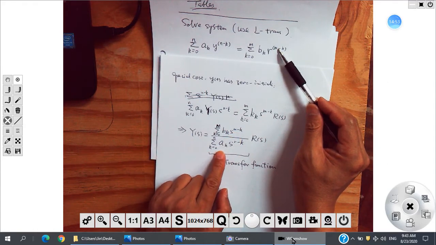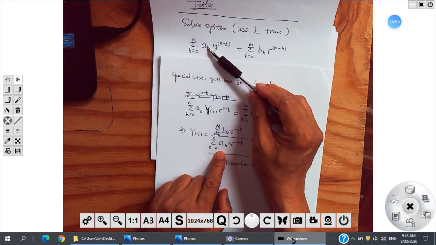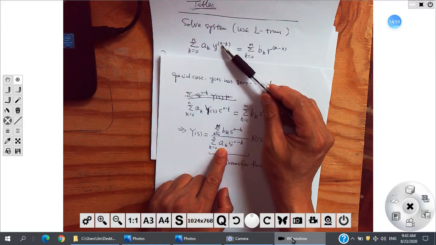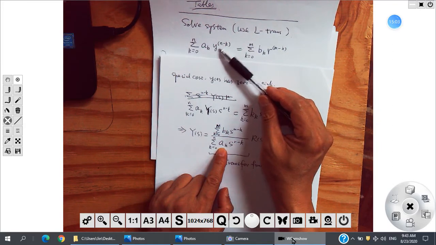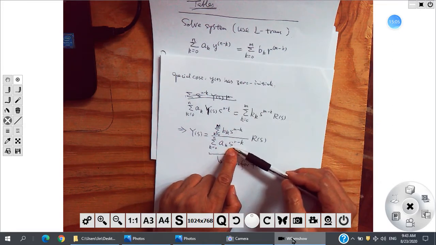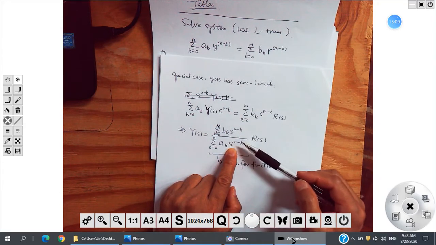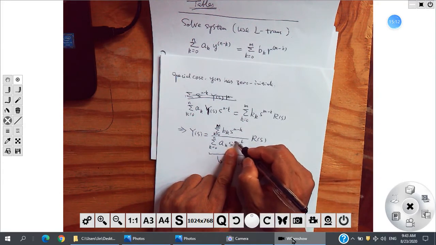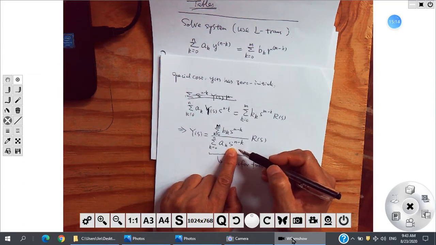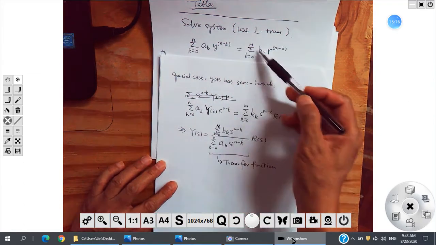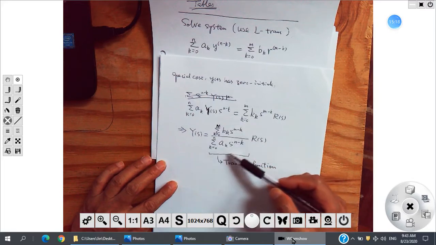And the denominator, ak is here, and then y to the n minus k. Not to the n, it's a derivative, right? n minus k is the order of the derivative. And here is s to the n minus k. So they are totally one to one correspondent. So when you have this equation, you can write this transfer function directly.